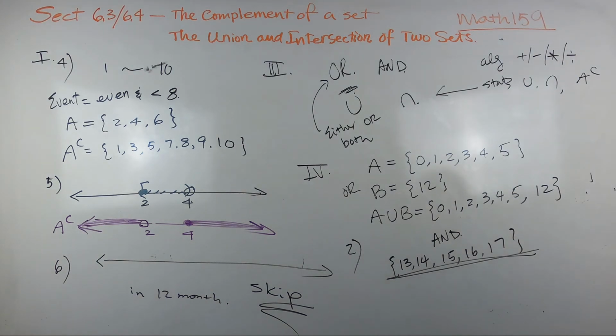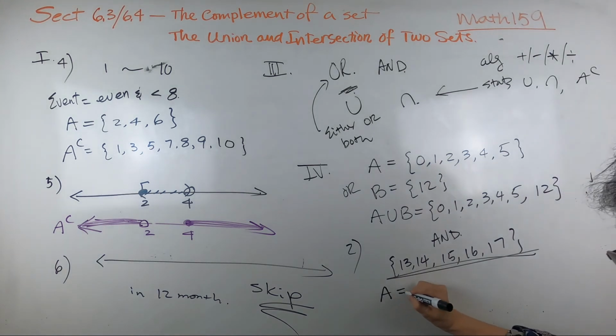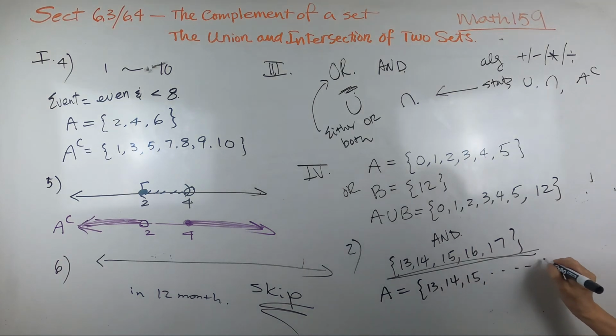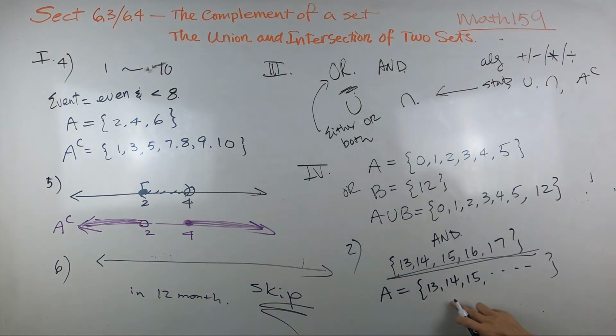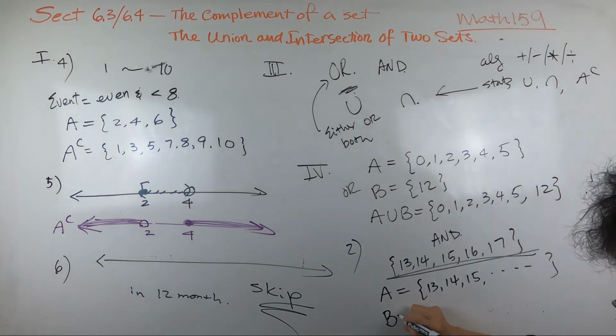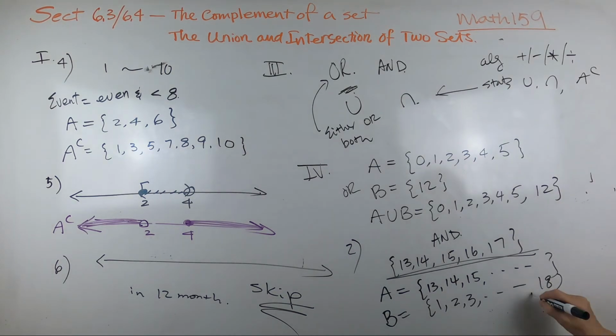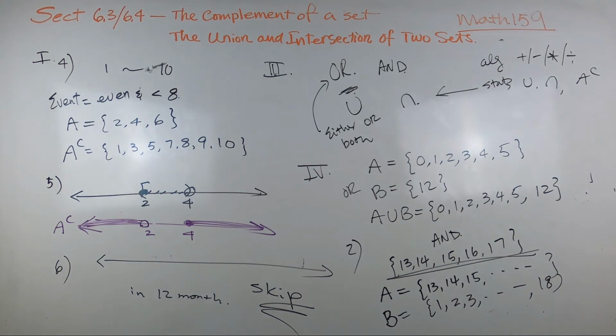But we want you to learn to find the two sets, okay? So one set is talking about what? More than 12 units. That would be 13, 14, 15, all the way on, right? More than 12 units. Then the other set can be what? Less than 18 units. Less than 18 units would be 1, 2, 3, all the way to 17 units, right?